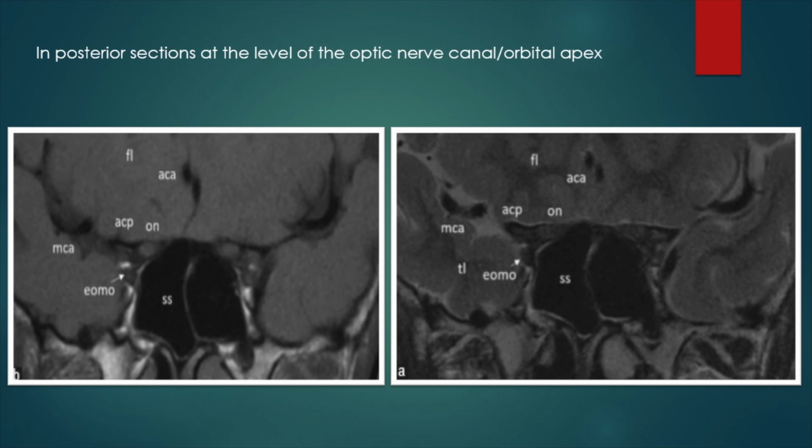So this is the posterior most section. Here we are not able to see the globe, and here we could see the sphenoid sinus, middle cerebral artery, temporal lobe, optic nerve which we could see. Which part of the optic nerve is in relation to the sphenoid sinus? Intracranial.